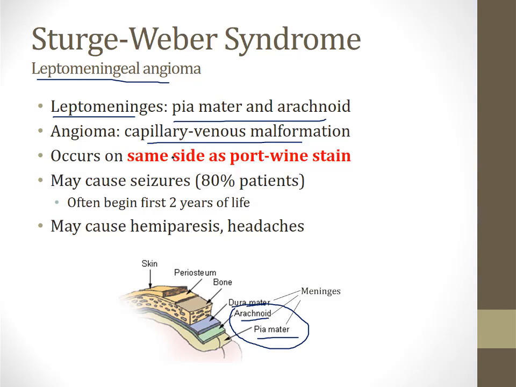This always occurs on the same side as the port wine stain. It's high yield to know that, and this may cause seizures. 80% of children born with Sturge-Weber will have seizures in their first 2 years of life. This can also cause focal neurologic deficits like hemiparesis. It can also cause headaches.